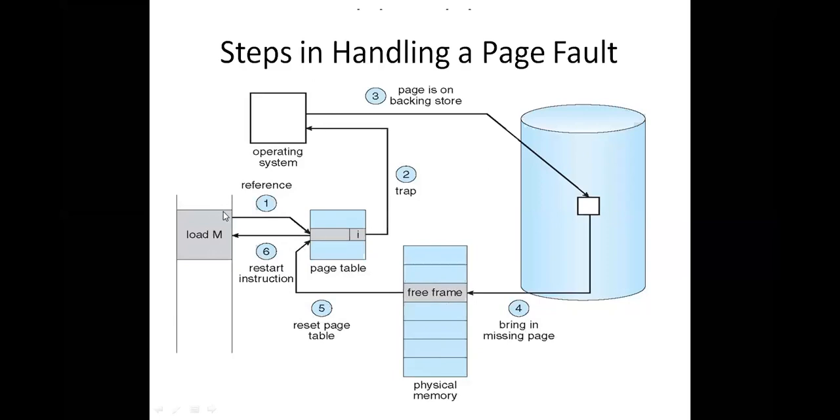I repeat from the first step, there is a reference to a page, but the page is not available in the main memory. So that is the reason why it is indicated with I. I means invalid page. So immediately trap to the operating system. The operating system will check the page table. It is I, that means invalid page. Okay, there is a page fault. That means the required page is not available in the main memory frame.